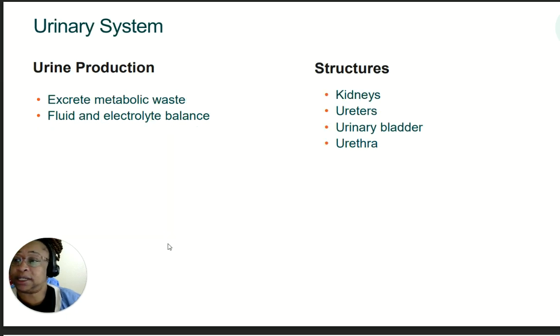The urinary system, urine production, and the structures, which start with the kidneys, the urethra, the urinary bladder, and the ureter.